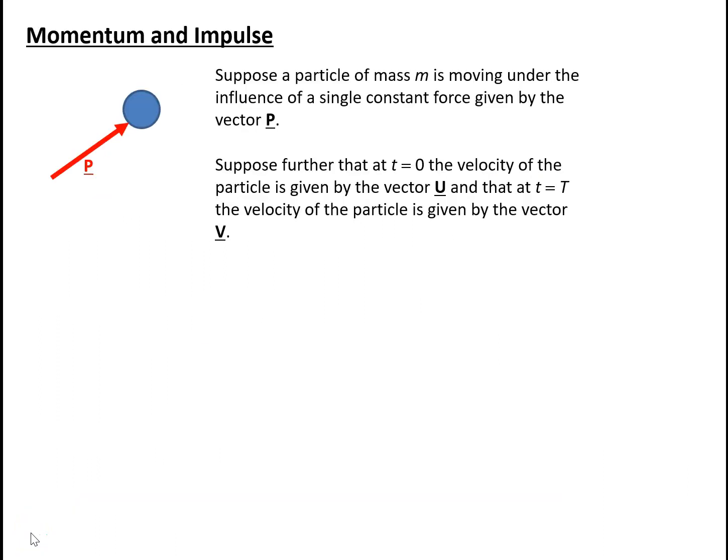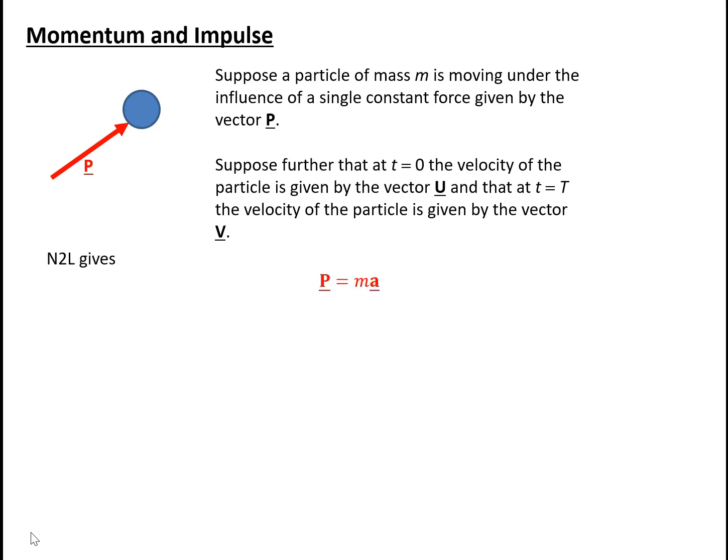Now moving on to looking at momentum and impulse. Suppose we've got a particle of mass m which is moving under the influence of a single constant force given by the vector p, and suppose furthermore that at t equals 0, the velocity of the particle is given by the vector u, and at time t, capital T, the velocity is given by the vector v.